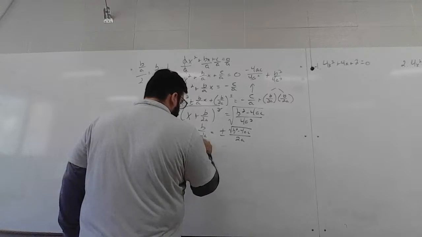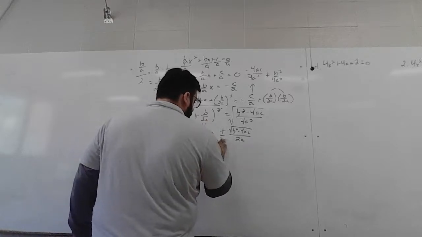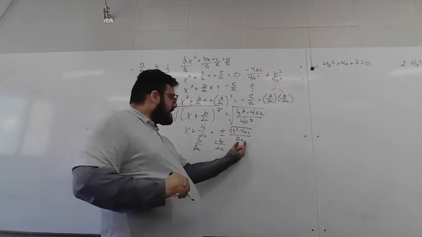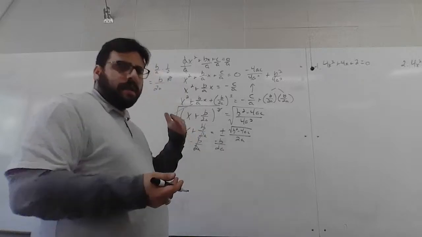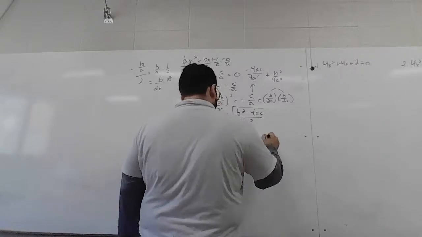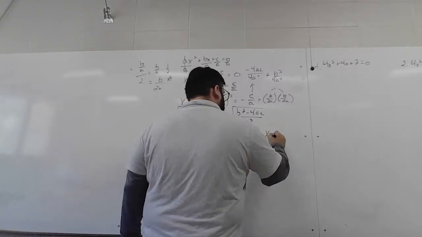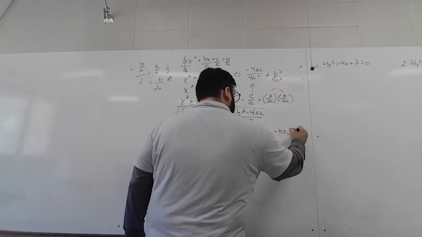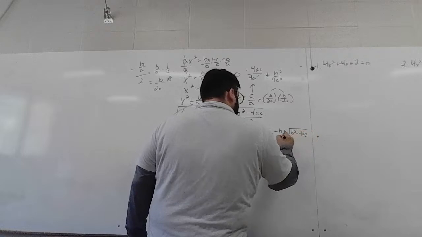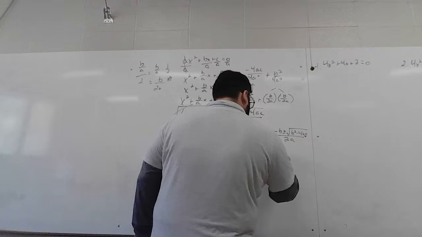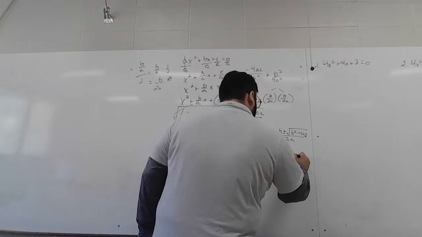Solve for x. We're going to subtract negative b over 2a on both sides. But now look what I have here. I have a common denominator. I can go straight to combining them into one fraction. And so I end up with x equals negative b plus or minus the square root of b squared minus 4ac, all divided by 2 times a. And that is where we get the quadratic formula from.